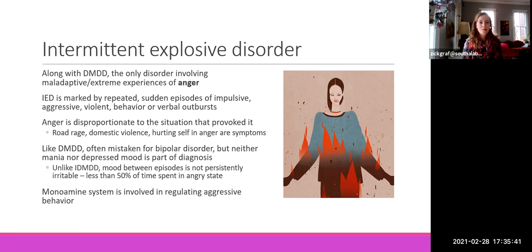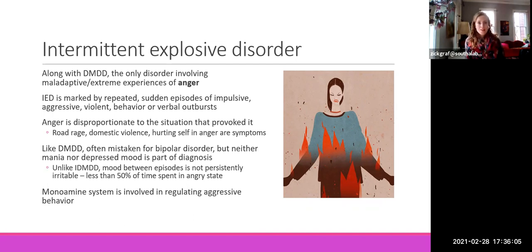So IED is marked by the same kind of extreme anger outbursts that DMDD is marked by. But unfortunately, whereas DMDD is a disorder limited to childhood and adolescence, IED can be diagnosed in adults. And some of the signs of IED include things like road rage, domestic violence, or getting really angry and hurting yourself, like punching or biting yourself in anger.